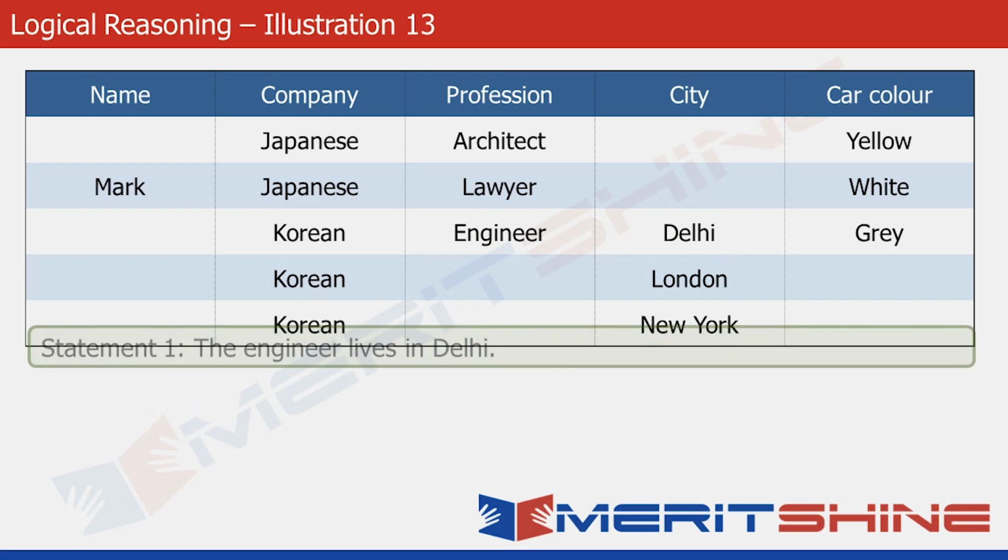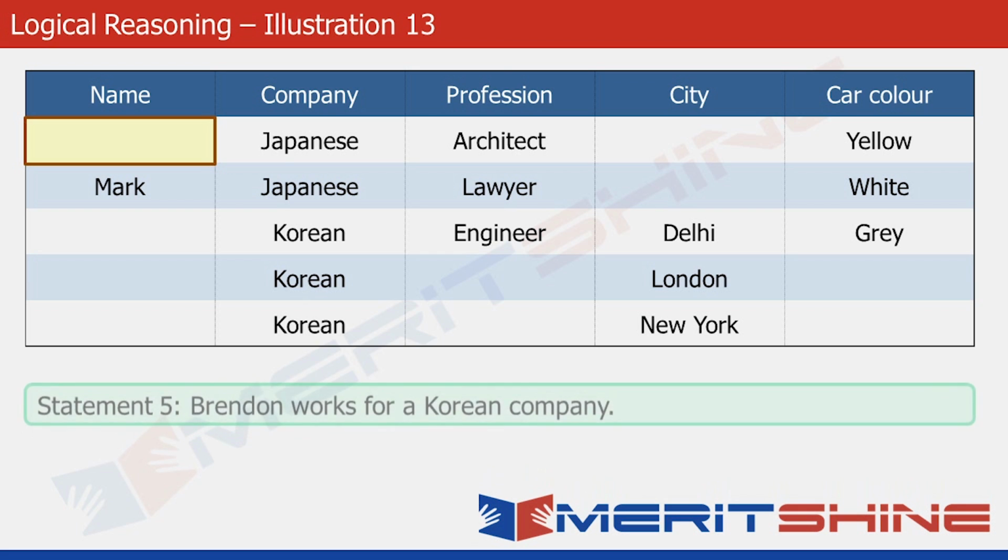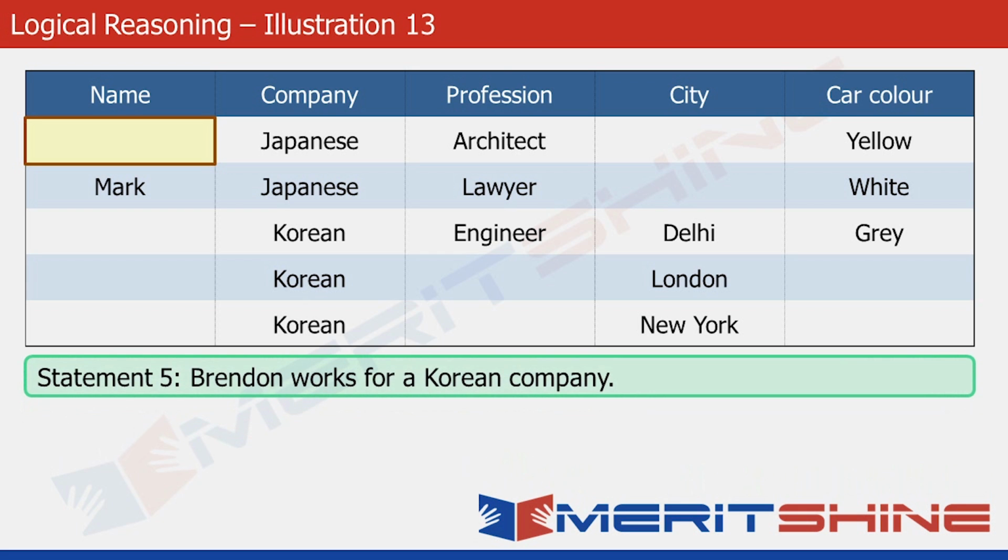Now look at this cell, the very first cell of the table. We will try and find out who occupies this cell. Let's proceed. Look at statement 5. It says that Brendon works for a Korean company. But we can see that this person works for a Japanese company. It means that he cannot be Brendon.